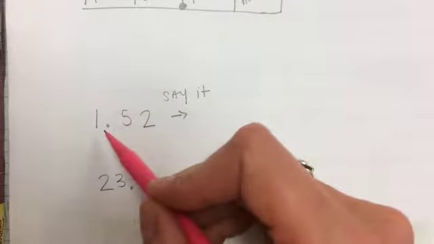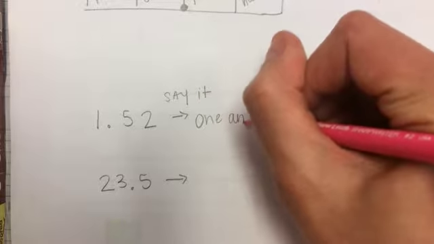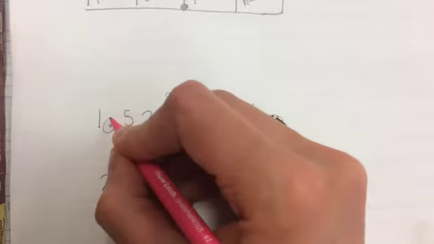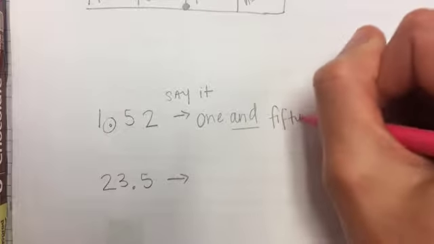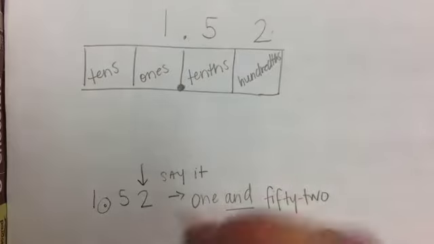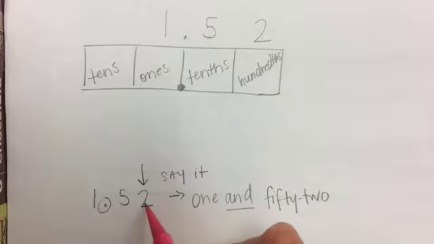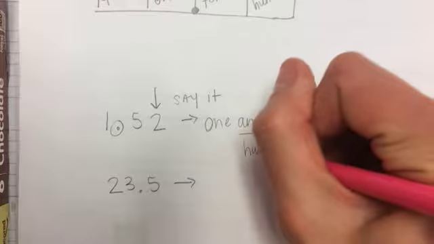Okay, so we talked about how we would actually say this number. So we would say that this is 1, and every time we get to the decimal point, we say and. Then we say 52. And then we look and say, hey, the last digit that's here is in the hundredths place. So we say 1 and 52 hundredths.